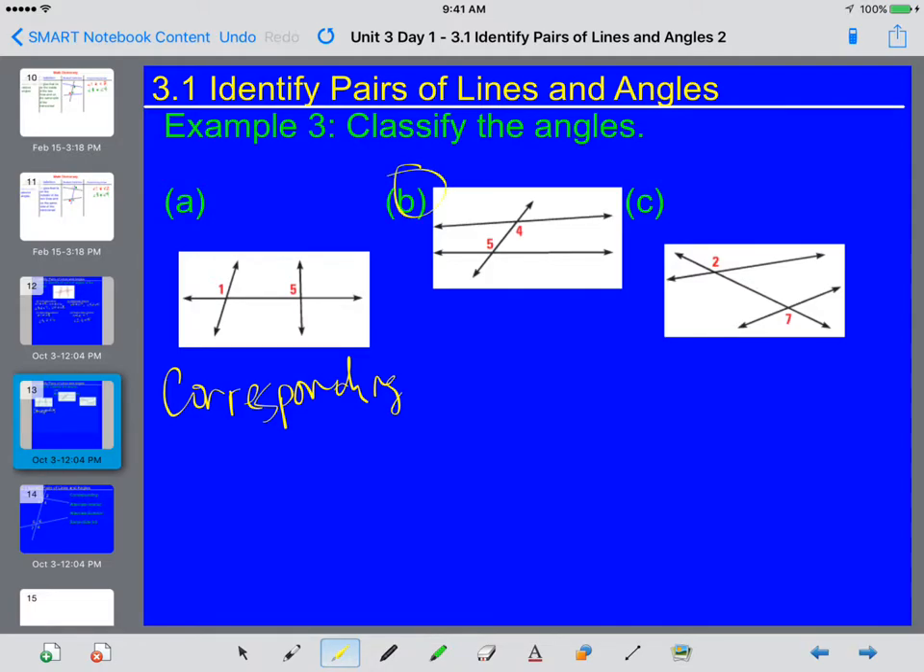Let's go to B. Angle 4, angle 5 here. Well, they're both interior because I know they're both inside the two lines. They lie on opposite sides of the transversal. So I know it has to be alternate something. If they're both interior, those are my alternate interior angles.